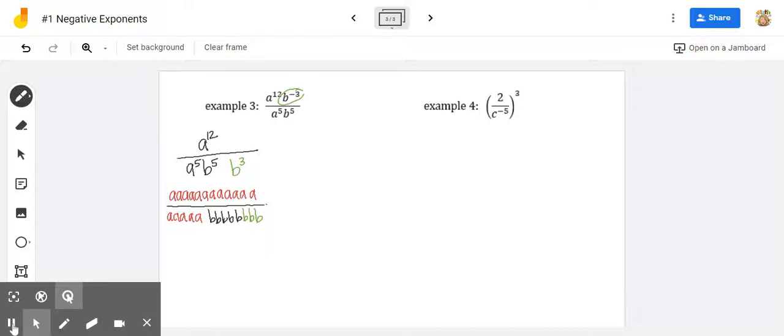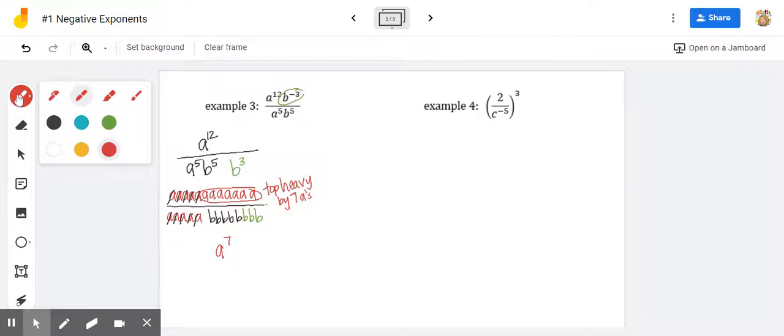Since I have a's both on top and bottom, I'm going to talk about who's heavier. Am I top heavy or am I bottom heavy, and by how many more a's? So it does look like we are top heavy by a's. And it looks like we're top heavy by 7 a's than in the bottom, because you only had 5 a's in the bottom. So you're definitely top heavy here by 7 of those a's. So we write that as a to the 7th.